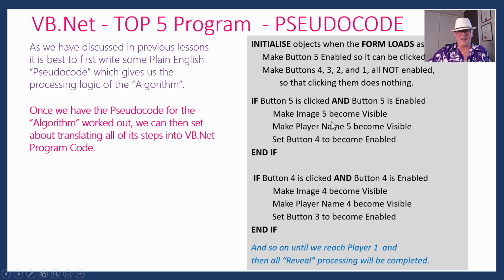And if button 4 is clicked, and it is enabled, because we just did it here after they clicked button 5, then we can have the stuff for player 4, then we set button 3 to become enabled so they can do number 3, and on the code for number 3 we're going to set 2 enabled so they can do number 2, and finally on button number 2 we'll have some code in there that enables button 1 so they can finish off. So they've got their top 5 in 5, 4, 3, 2, 1 order.